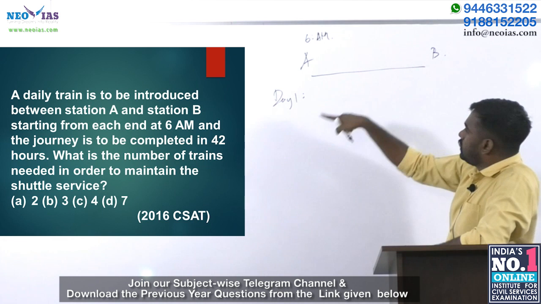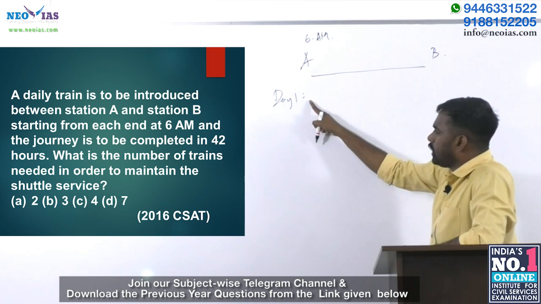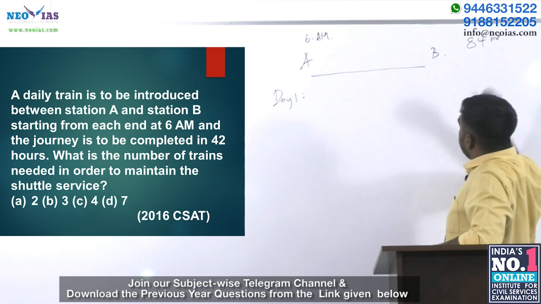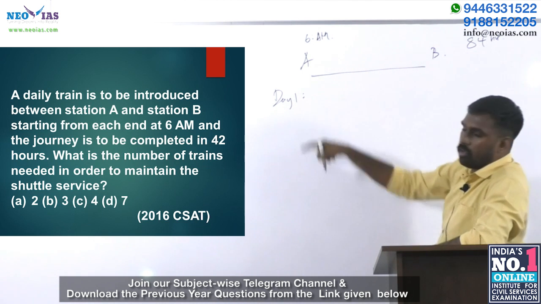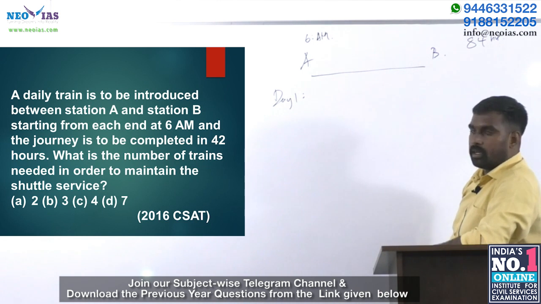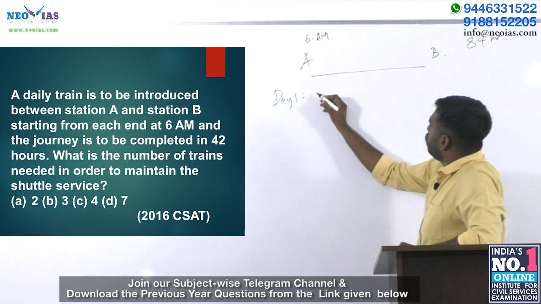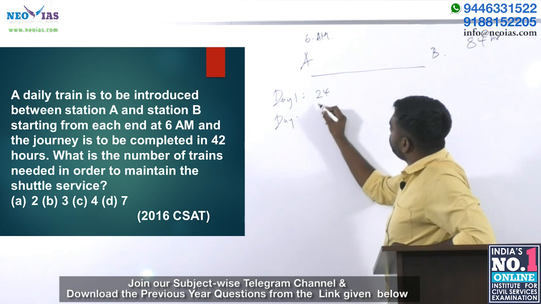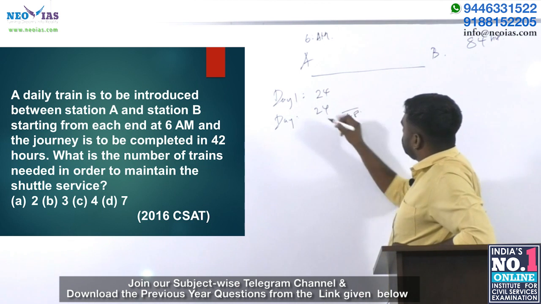Starting from each end, it will take 42 hours to reach station B. So to return, it will take at least 84 hours. One train will take 84 hours to come here and return, right. So if you are checking in day 1, you have 24 hours. In day 2, you have 24 plus 24 hours. To aggregate, 48 hours is gone.